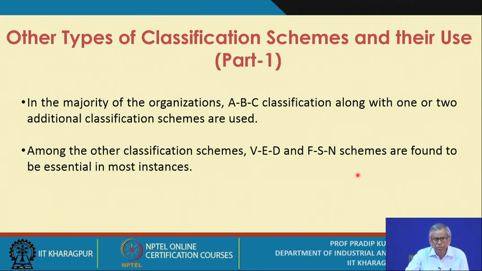Now, in the majority of the organizations, as I have already pointed out, ABC classification along with one or two additional classification schemes are used. Though we have mentioned that there are altogether 6 classification schemes, when you deal with multi-division, multi-product manufacturing firms, they are dealing with hundreds and thousands of items and facing different sorts of situations, like purchasing from within the country, international purchasing from outside, and you deal with all sorts of items, like raw materials inventory, finished parts inventories, finished goods inventories, purchase parts, and you also deal with the MRO items.